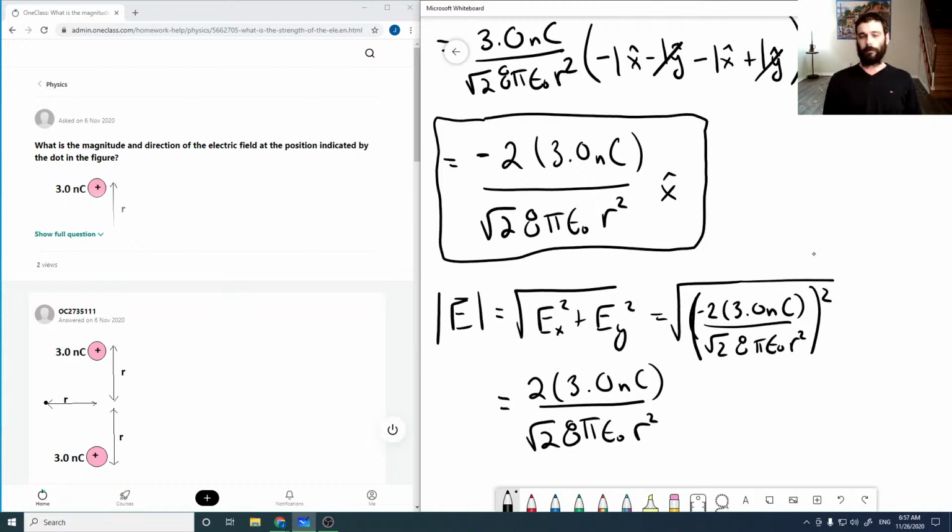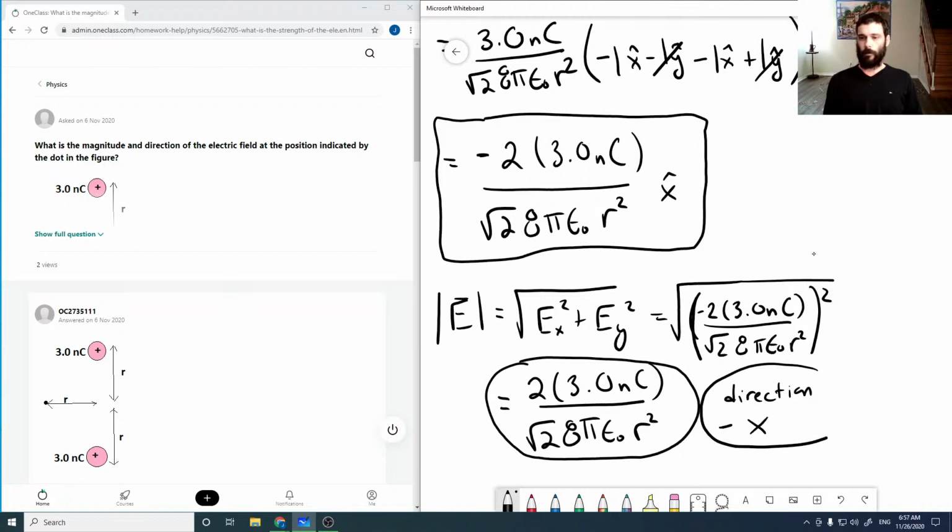Okay, so it's unsigned. The magnitude doesn't have the sign. So that's the magnitude of our electric field. And the direction is in minus x. So it's towards the left or in the minus x direction.